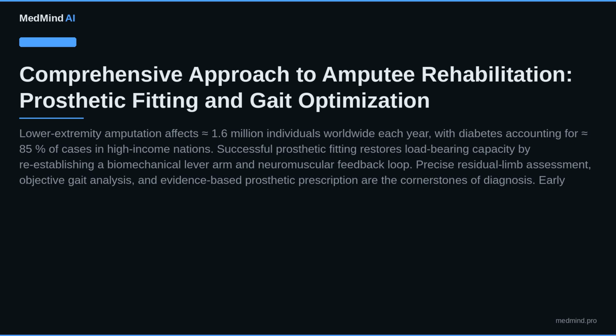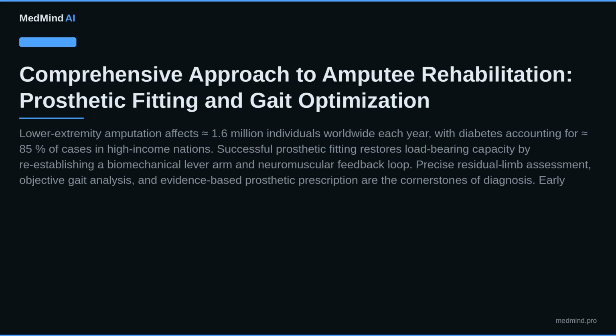Comprehensive approach to amputee rehabilitation, prosthetic fitting and gait optimization. Lower extremity amputation affects approximately 1.6 million individuals worldwide each year, with diabetes accounting for approximately 85% of cases in high-income nations. Successful prosthetic fitting restores load-bearing capacity by re-establishing a biomechanical lever arm and neuromuscular feedback loop.